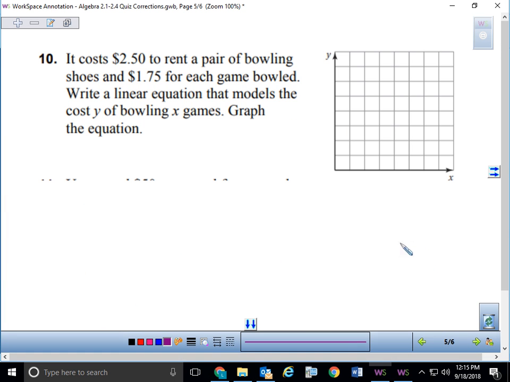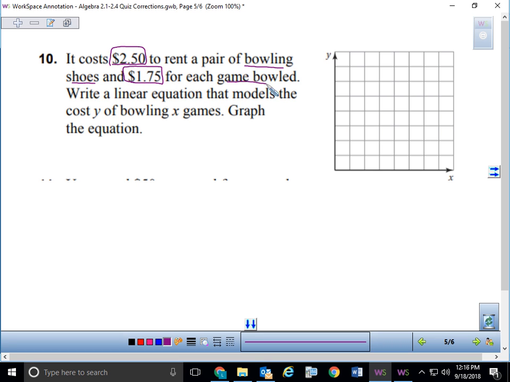Okay, almost done. So, question 10. It says it costs $2.50 to rent a pair of bowling shoes. So I'm going to start here. I have some money. I'm going to put a box around that. That sounds like it's going to be important. Bowling shoes. Well, I don't know much about those, but that sounds important. I'll underline it. And it's going to cost $1.25 for each game bowled.